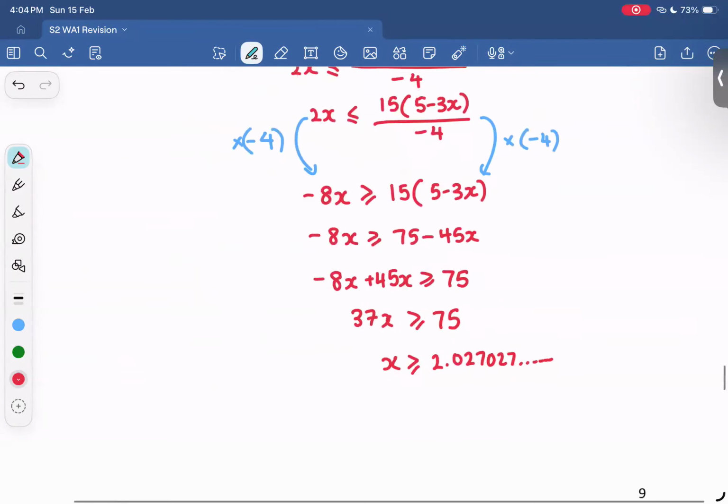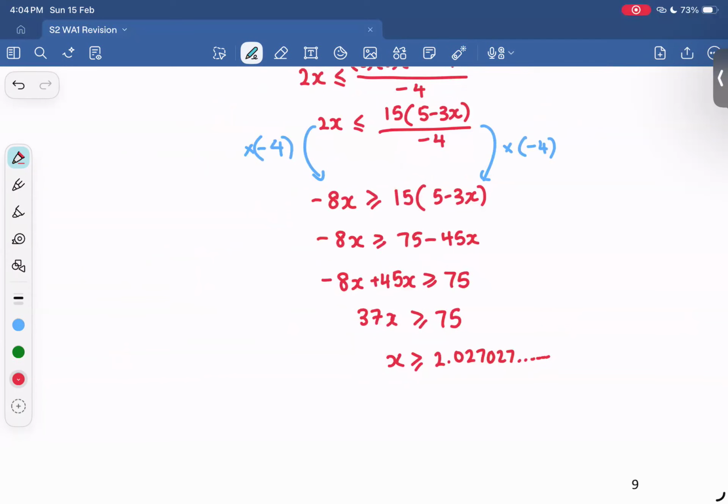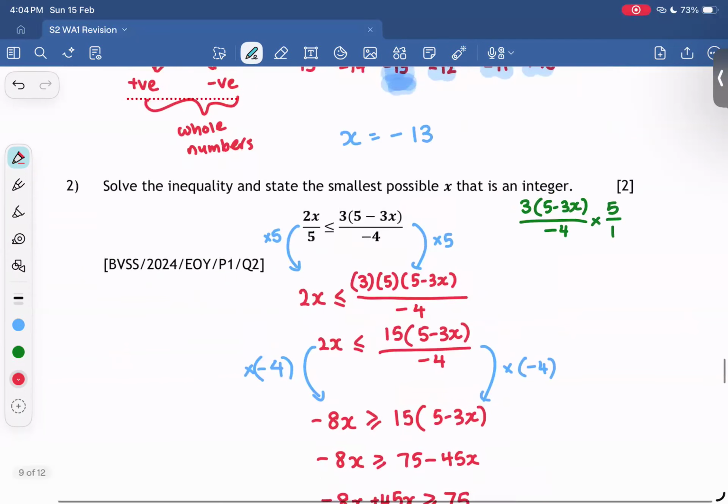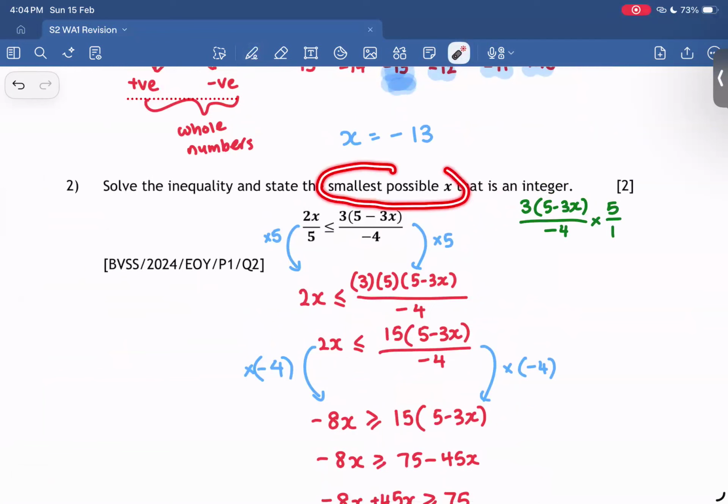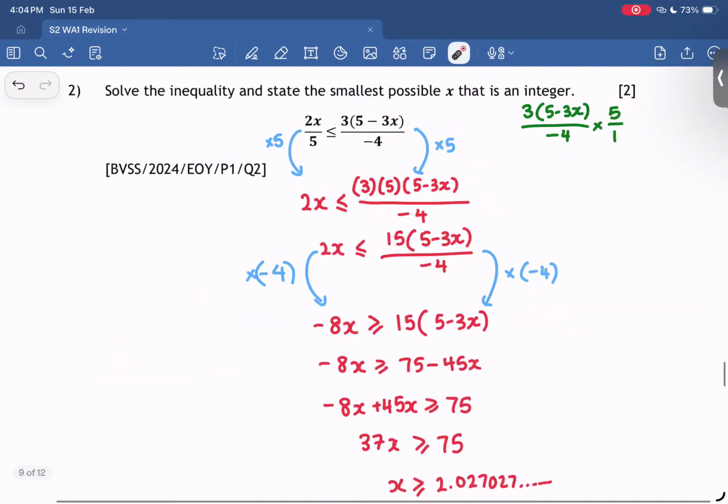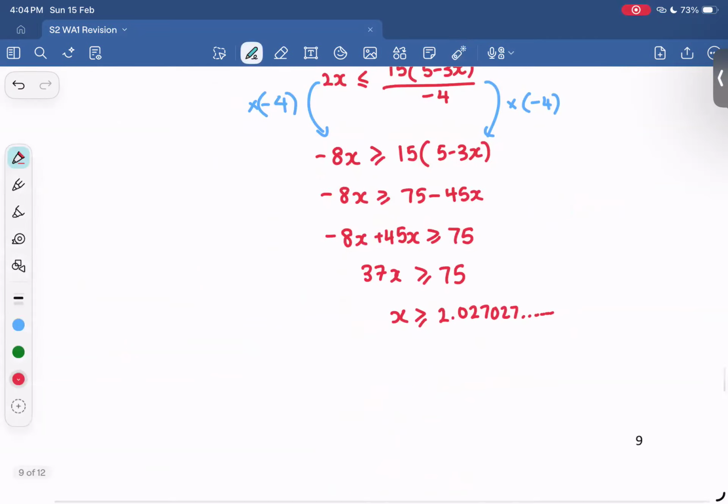Okay, so now, do we stop here? Let's double check the question. They asked to find the smallest possible value of x such that it's an integer once again. So integer means it must be a whole number. So let's see. x is more than 2.02. So what is the closest whole number? It will just be x equals 3. So that is my answer over here.